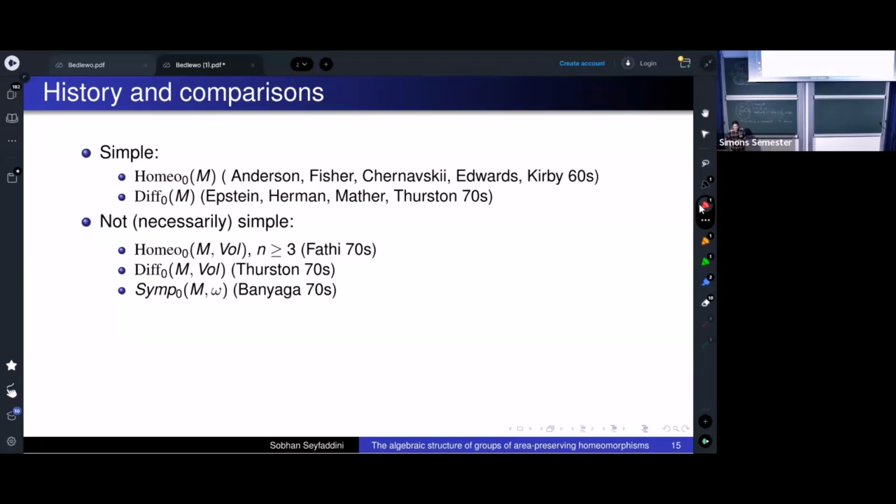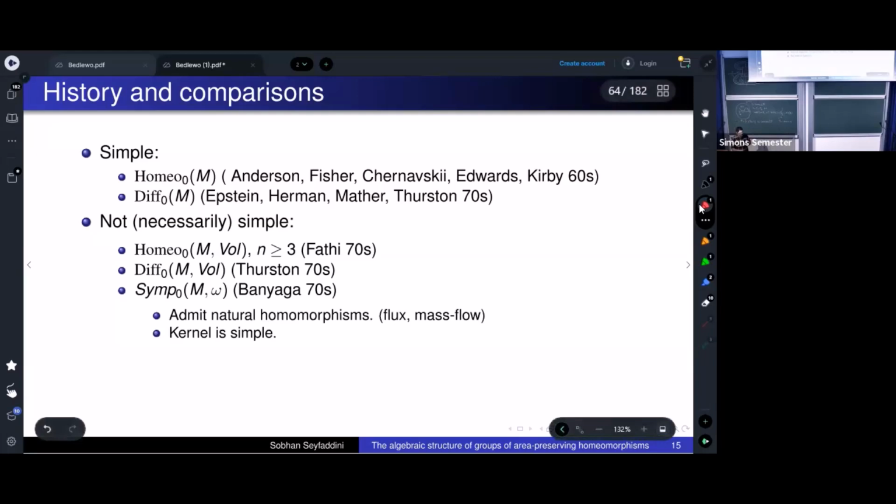Okay, so as I said, now back to the conservative setting, this is when the groups are not necessarily simple. The reason for non-simplicity in each one of these cases, volume-preserving homeomorphisms, volume-preserving diffeomorphisms, or symplectomorphisms, is the same general philosophy. In each of these cases, there exists a natural homomorphism out of the group. Symplectic geometers call it flux. Fathi calls it mass flow. People in dynamics mostly prefer to refer to it as the mean rotation vector, perhaps. And that's the obstruction to simplicity, its kernel. But the kernel itself is simple. We're never too far from being simple.